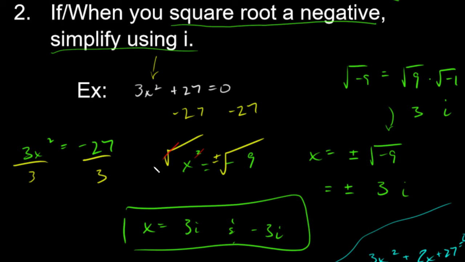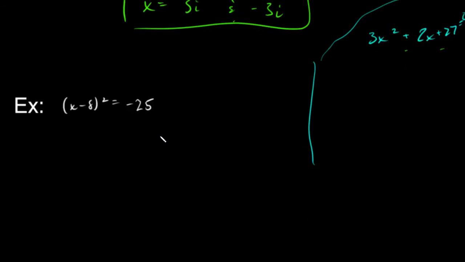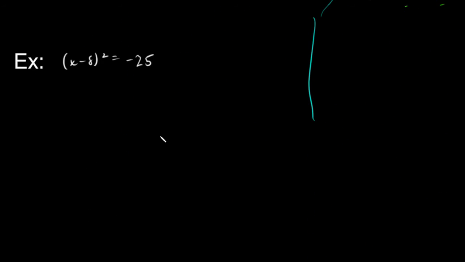Okay? So in situations where you've got an x squared term and an x term and a number, that's the situation in which you want to factor. But if you just have the x squared and the number, then you can get rid of the square by square rooting. All right, so anyway, let's move on. Let's try this example out.